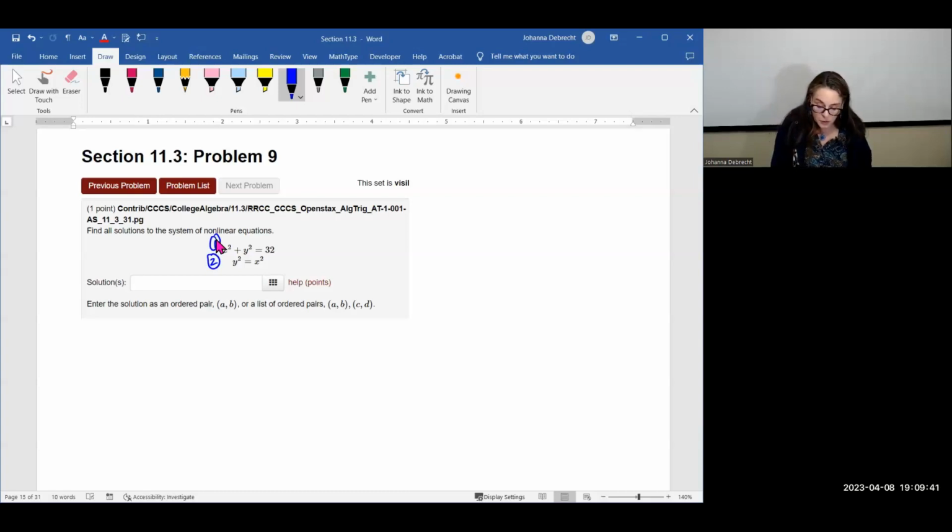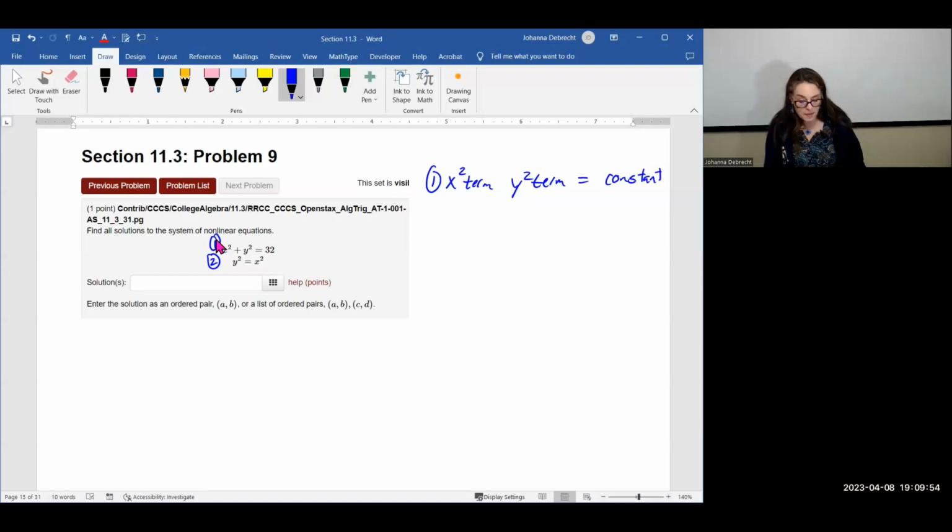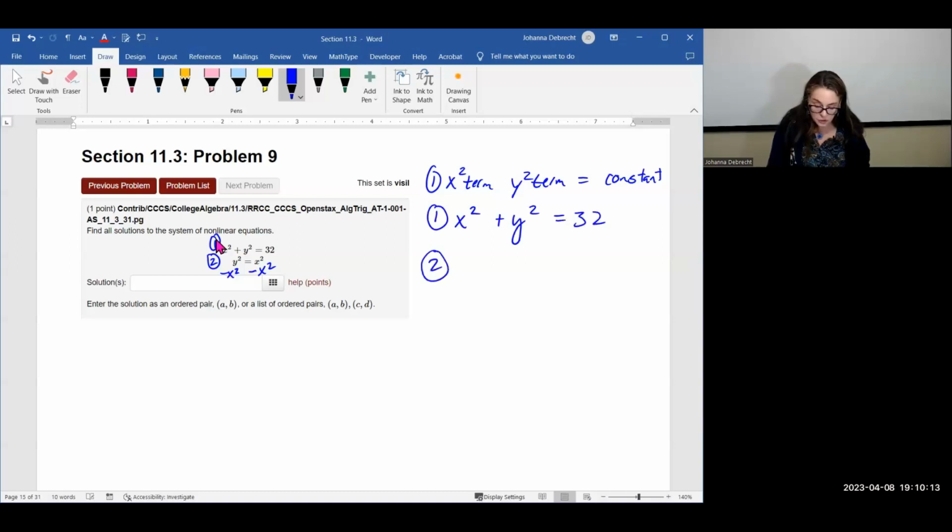The format for equation number 1 is x squared term, then y squared term, then equals, then constant. I want to go ahead and try to get my second equation to match that. To do that, I'm going to subtract the x squared, which will move it over to the left and leave 0 on the right. So my equation 1 is not going to change. It's x squared plus y squared equals 32. But my equation 2 is now negative x squared plus y squared equals 0.